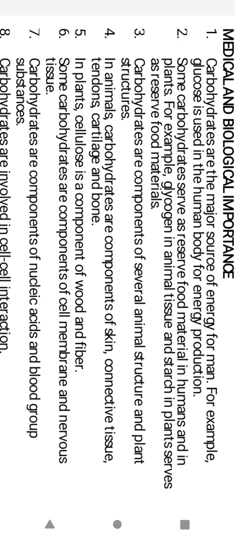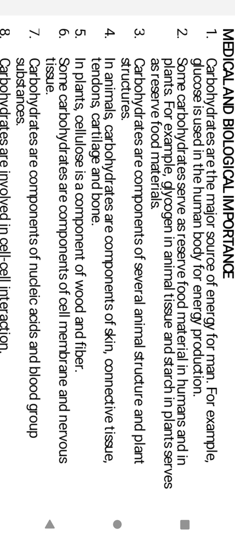Carbohydrates are the major source of energy for man. For example, glucose is used in the human body for energy production. It gives instant energy for us. It gives ATP, the energy currency. Also, it is known as the fuel of our body. Some carbohydrates serve as reserve food material. For example, glycogen in animal tissue and starch in plants serve as storage forms of food, stored in plants and animals in granules.